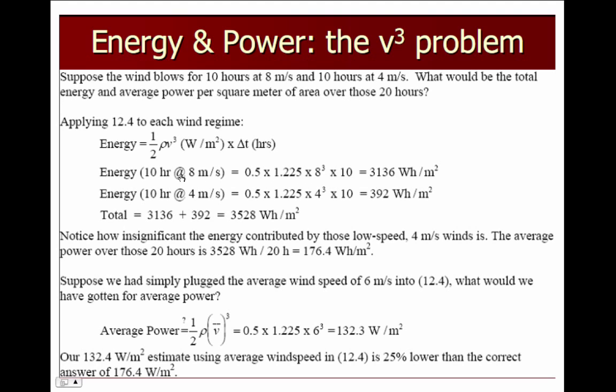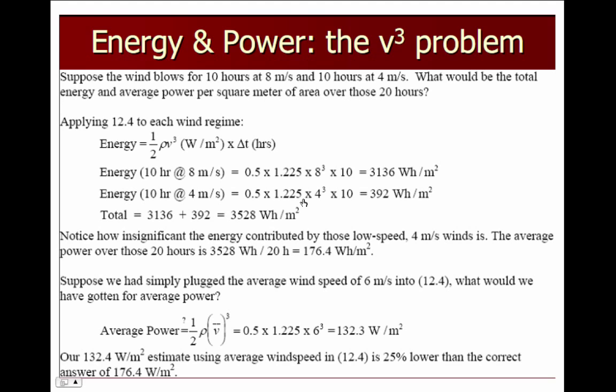And so at 8 meters per second, it's going to produce this amount per meter, and at 3,000. And at 4 meters per second, it's only going to produce 400. And so the total is 3582, but most of that was produced in the 10 hours the wind was 8 meters per second. So notice how insignificant the energy contributed by those low-speed 4 meters per second wind is.